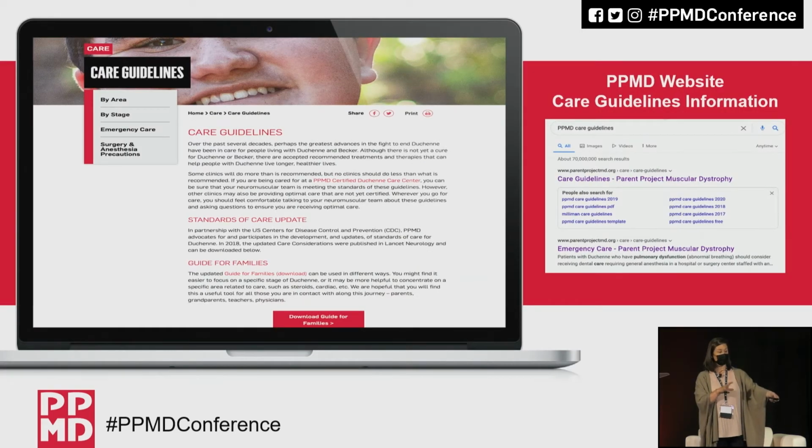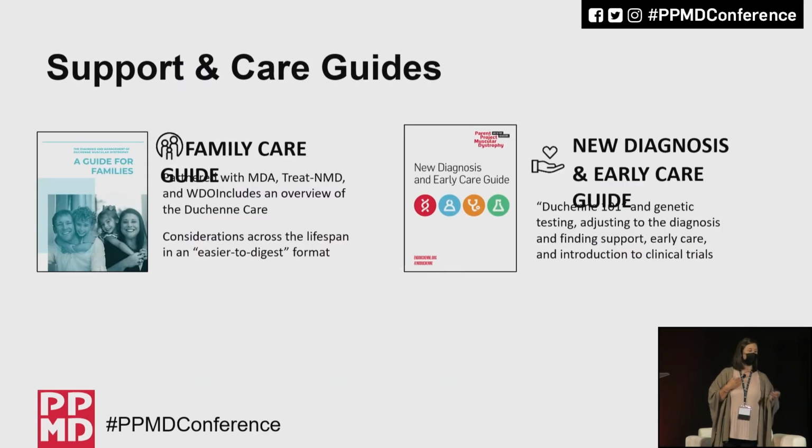Okay, so as I mentioned, these are on our website. You can get the full publication, but there's also some other more family-friendly versions that even I myself prefer over the academic articles, and those are the family guide. So there's a family care guide. This is something that we created in partnership with some other large neuromuscular organizations, so MDA, Treat NMD, and WDO, World Duchenne Organization. And this is the care guidelines in a much more palatable version that actually makes a little bit of sense, right?